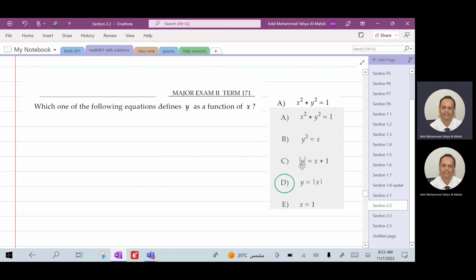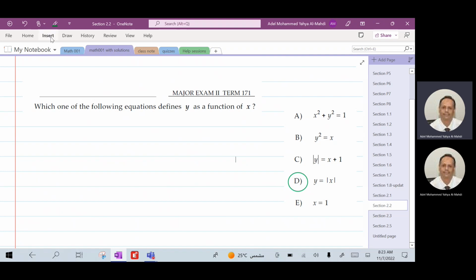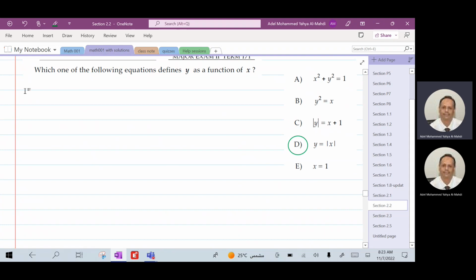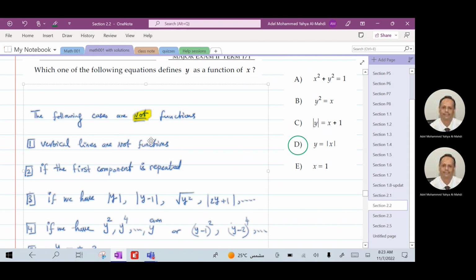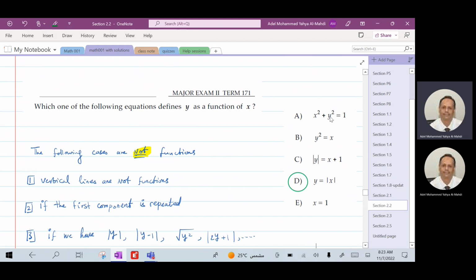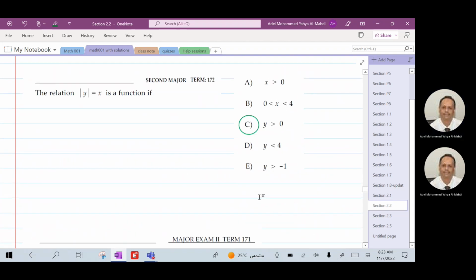Look at this one, similar questions. Which one is a function? So we use these remarks. A is not because we have y squared. B is not because we have y squared. C is not because we have absolute value of y. D is a function because the absolute value is over x, not over y. E is not because x equals 1 is a vertical line.